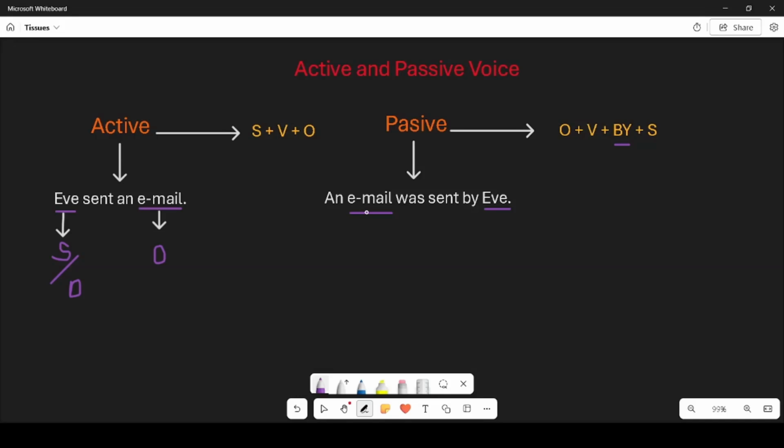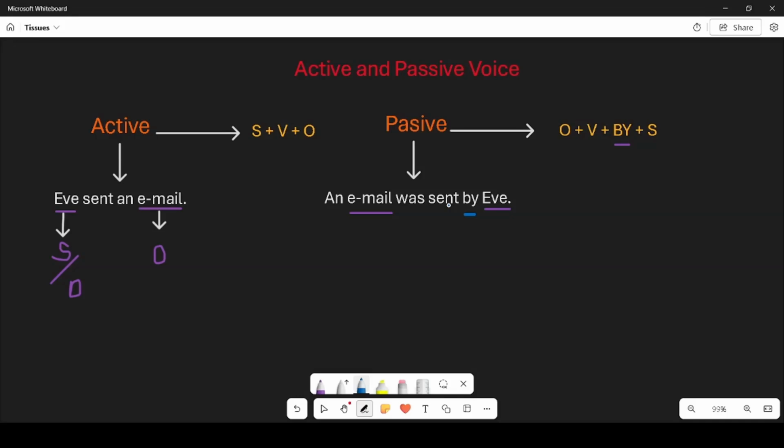So passive voice sentences have the object, which was in active voice, as their subject, and the doer is at the end. We say by that person, like here, by Eve. So it was done by Eve. The doer is put at the end, and the word by is implemented over there. So it is best to use active voice whenever possible. It's simple and easy to understand.